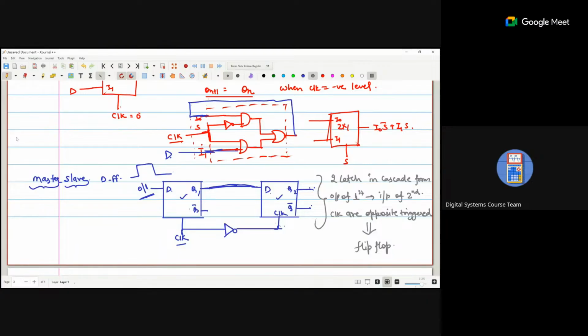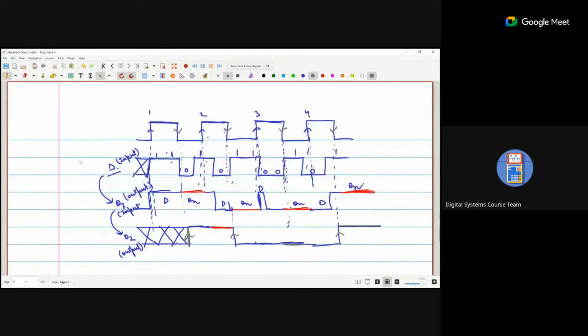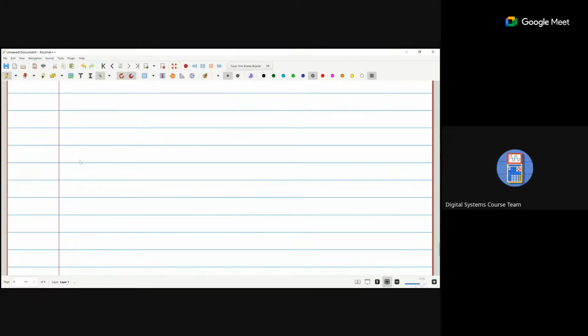Okay, any doubt? Similarly, if I am using the first as negative, I will take one more example. This is my clock.